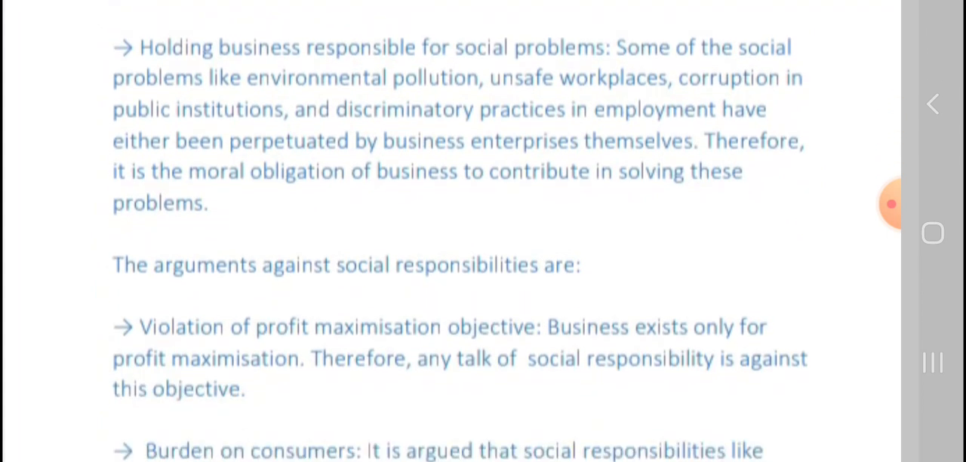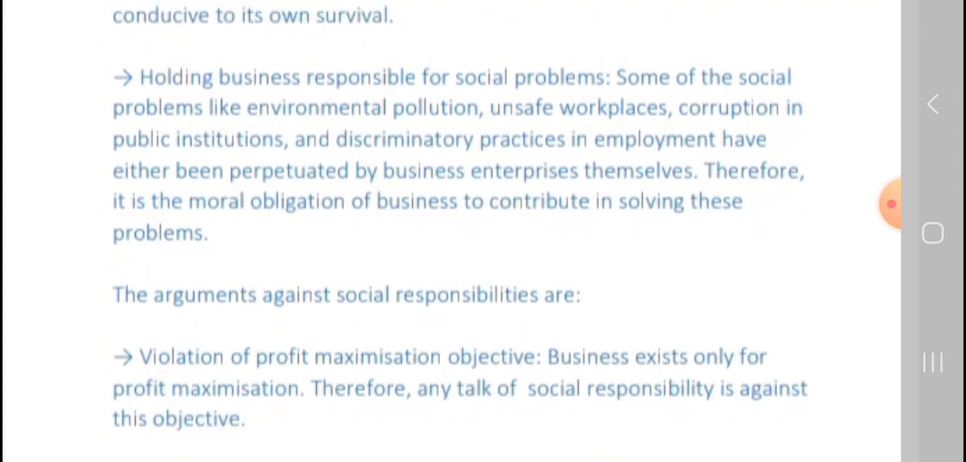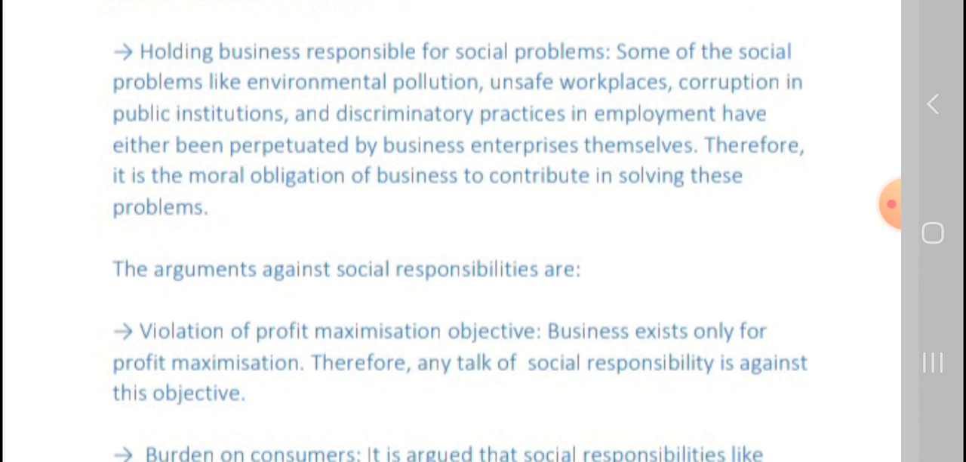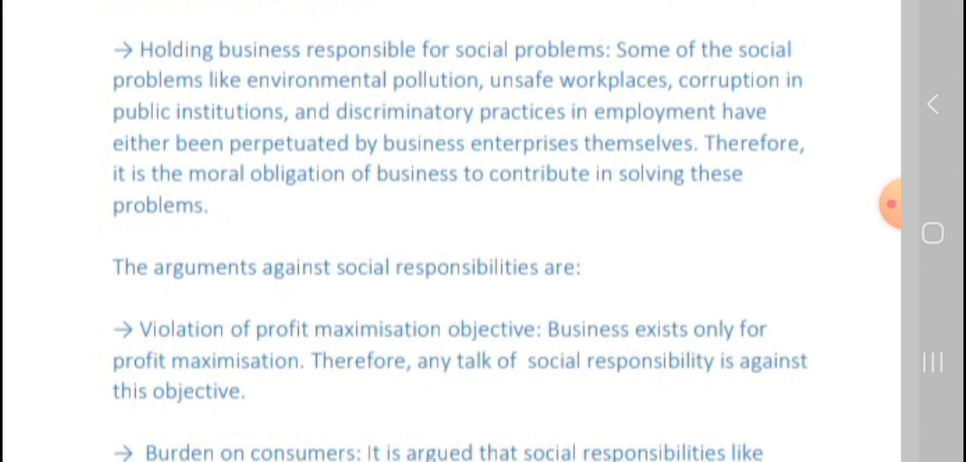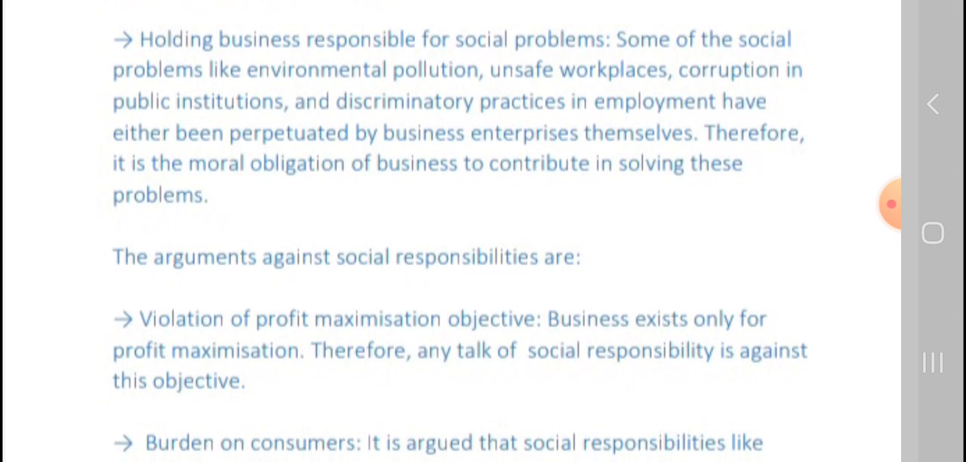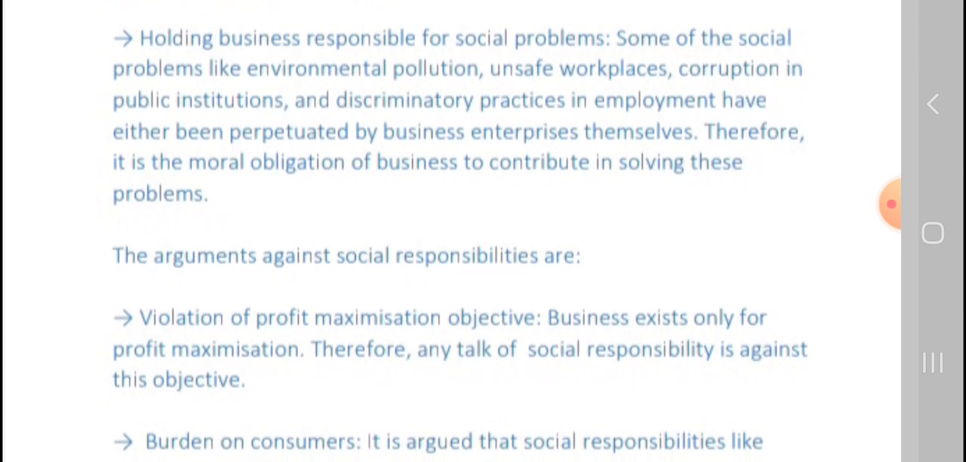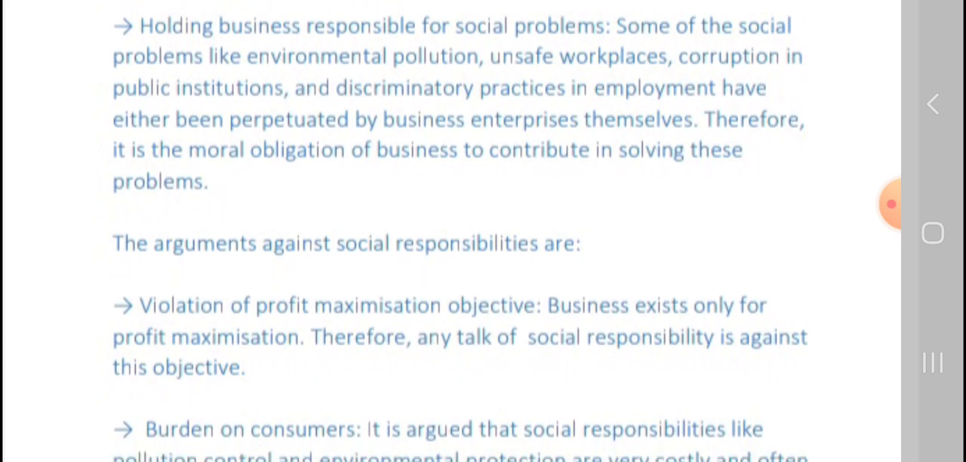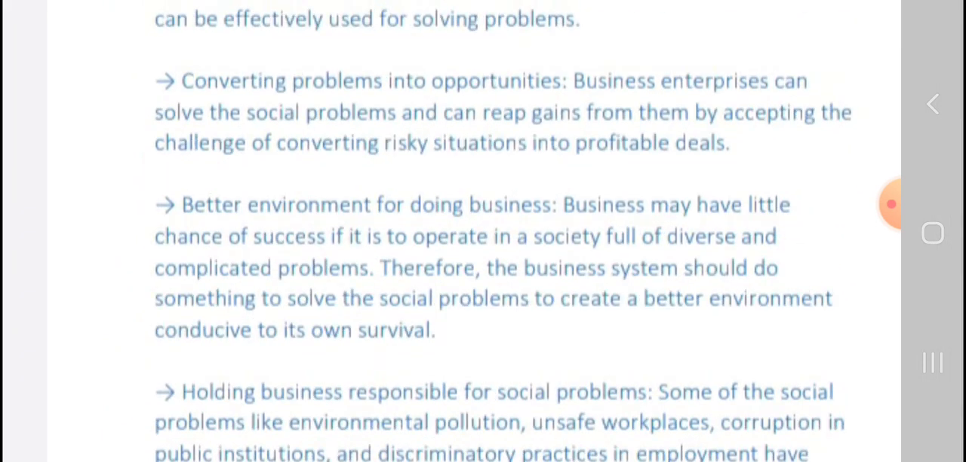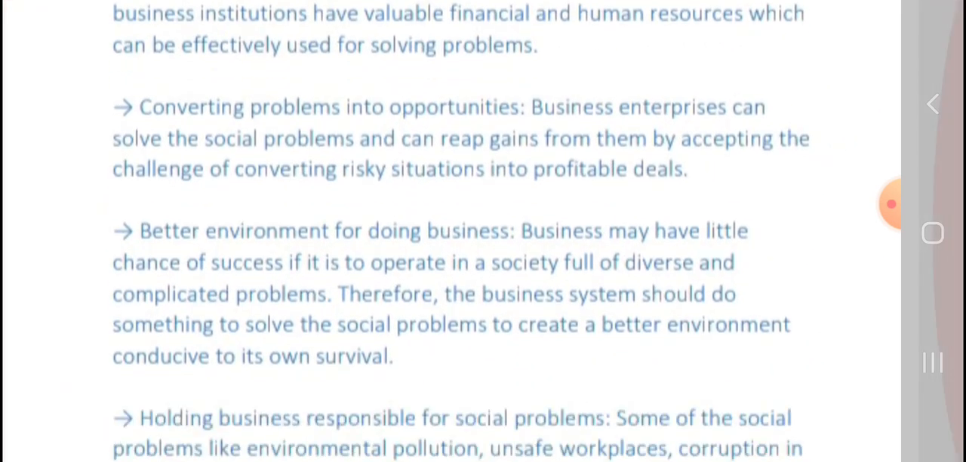Business may have little chance of success if it is operating in a society full of diverse and complicated problems. Next, holding business responsible for social problems. Some social problems, like environmental pollution, unsafe workplaces, corruption in public institutions, and discrimination practices in employment, have either been perpetuated by business enterprises themselves. Therefore, it is the moral obligation of business to contribute to solving these problems.